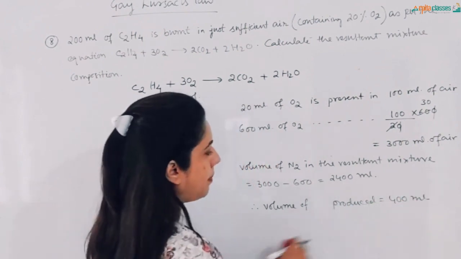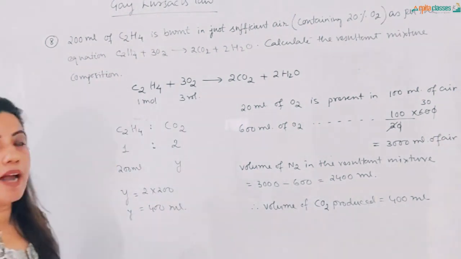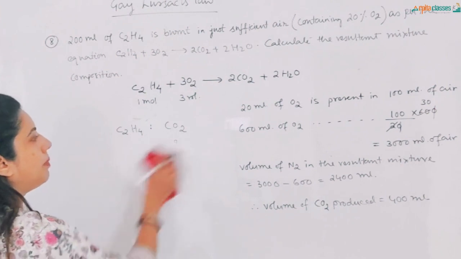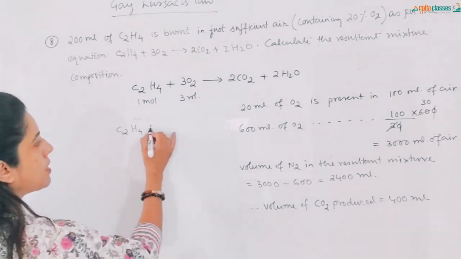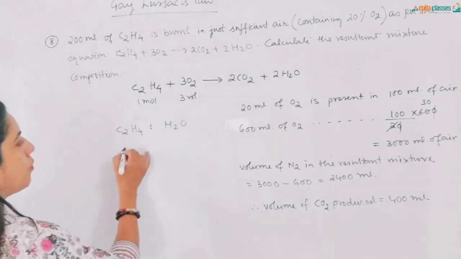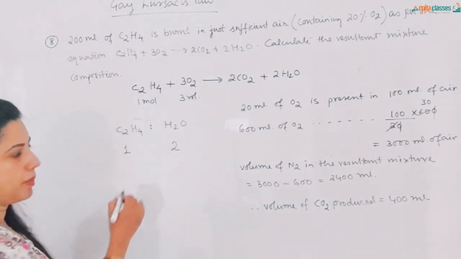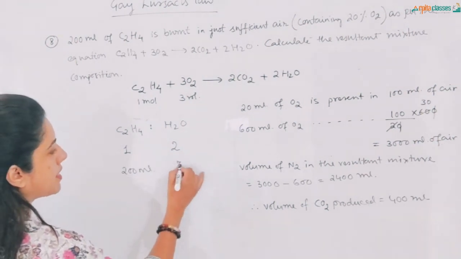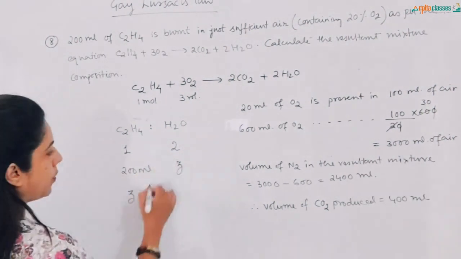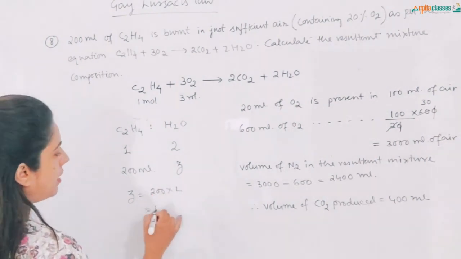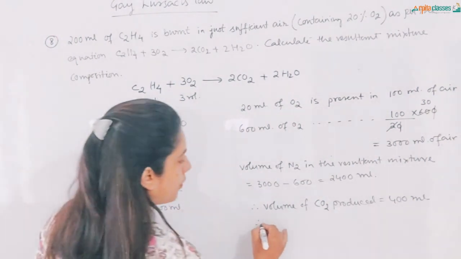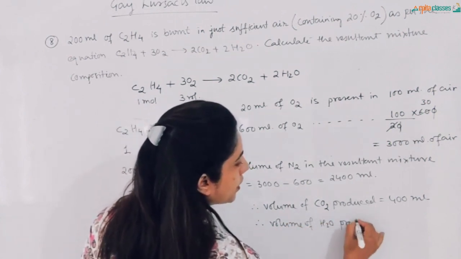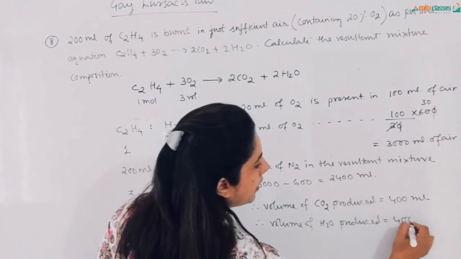So this gas even will be present in the resultant mixture. And what else? The rest of the part will be water vapor. So let us see how much water vapor will be produced. Now we are going to take the ratio between C2H4 and water vapor. So 1 mole produces 2 moles of water vapor. So 200 milliliter produces how much? So let us take it as Z. So Z is equal to again 200 into 2, that is 400 milliliter. Therefore volume of H2O produced will be equal to 400 milliliter.